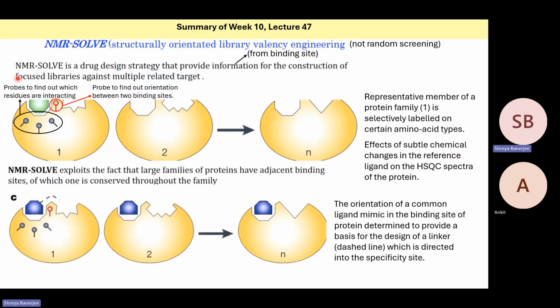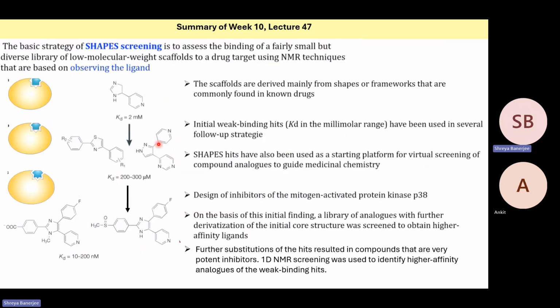Then you have something called NMR SOLVE, where SOLVE basically stands for structurally oriented library valency engineering. So what this means is that it is a design strategy that provides information for the construction of focused libraries against multiple related targets. In the case of SHAPES screening, we were randomly screening a lot of ligands. In order to find the initial weak binding ligand also, we were randomly screening a lot of ligands based on known drugs. Then we were again derivatizing the initial hit and again randomly screening and so on.